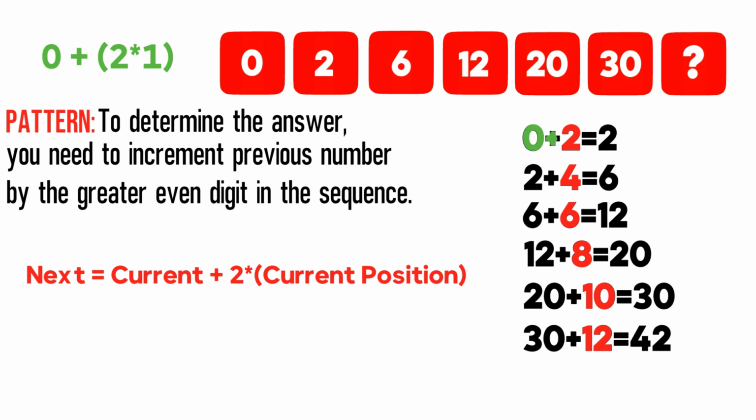So you can add 2 to 0, the next one would be 4, 2 plus 4 equals 6. The next number would be 6, 6 plus 6 is 12. The next number would be 8, and 12 plus 8 equals 20. The number after that would be 10, so 20 plus 10 would be 30. And the number after that would be 12, and 30 plus 12 equals 42.